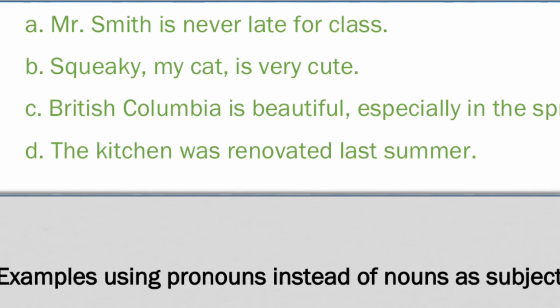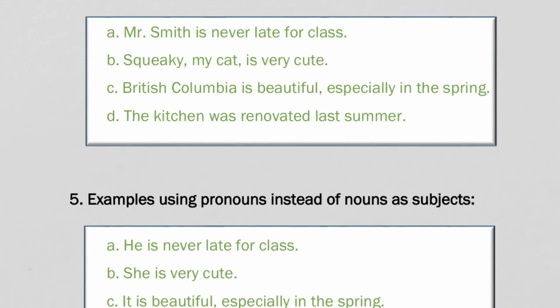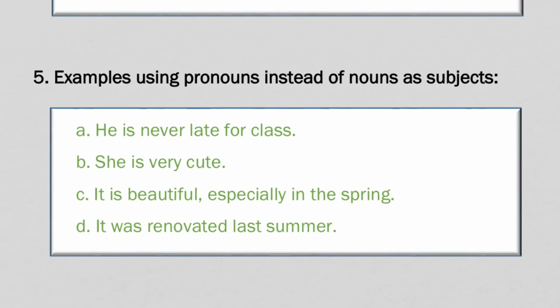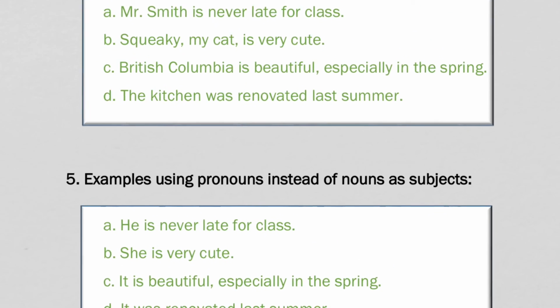Now let's compare the third sentences. British Columbia is beautiful, especially in the spring. So in that sentence, British Columbia is a noun and spring is a noun. But if we change it up and we say it is beautiful, especially in the spring, the word it is a pronoun. Again, a pronoun is not a noun. So if we say it is beautiful, especially in the spring, then there's only one noun in that sentence, and that noun is spring.